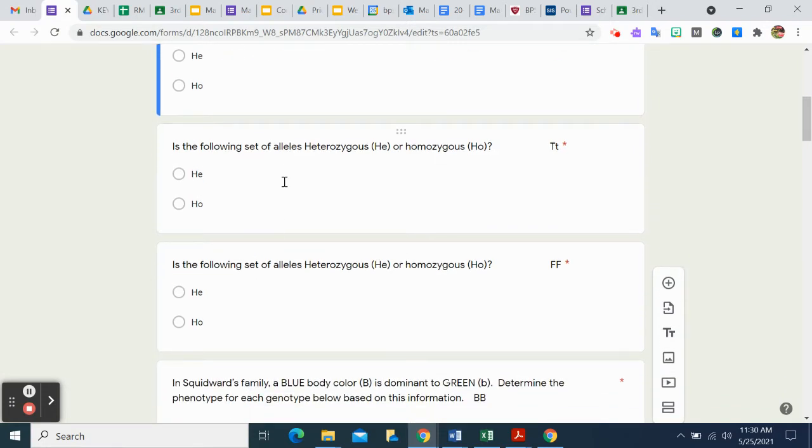Is the following set of alleles heterozygous or homozygous? Same question. Now you're looking at this, capital T, lower t. If you remember, the clue here is homozygous means same, right? Heterozygous, different. So keep that in mind, H-E, H-O.